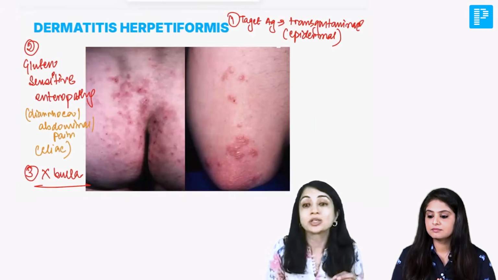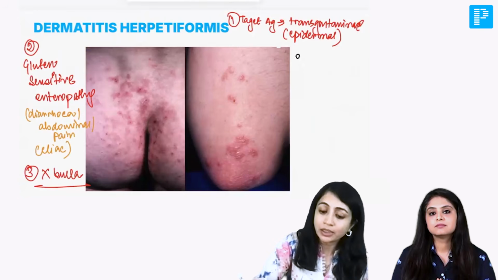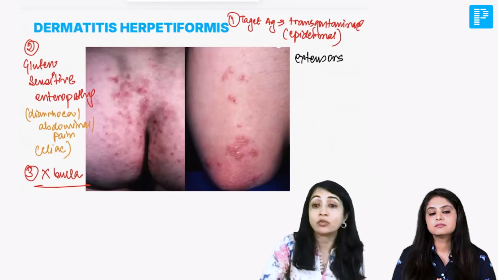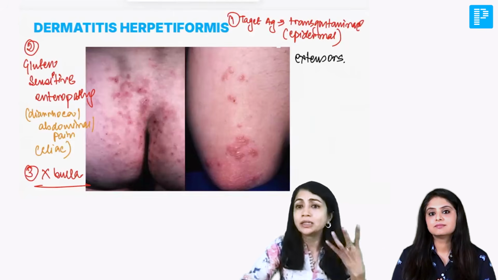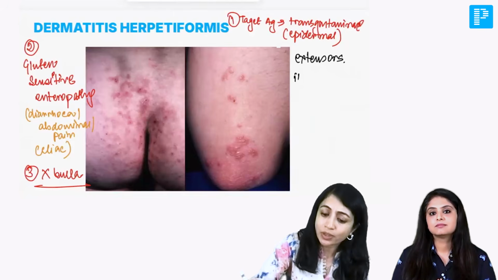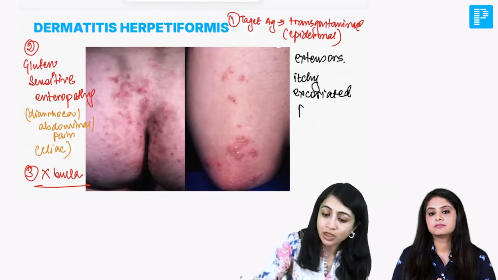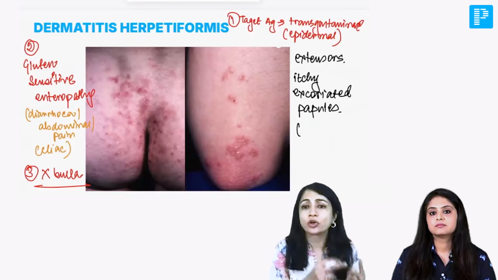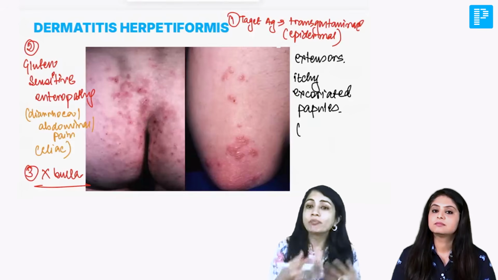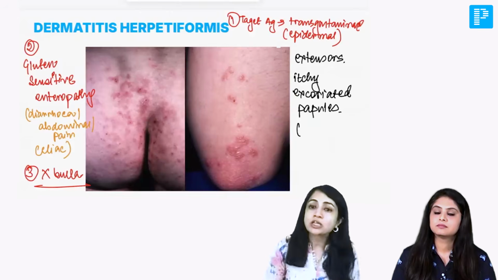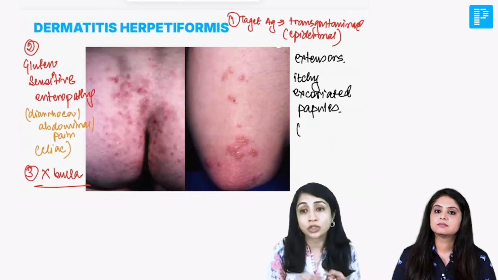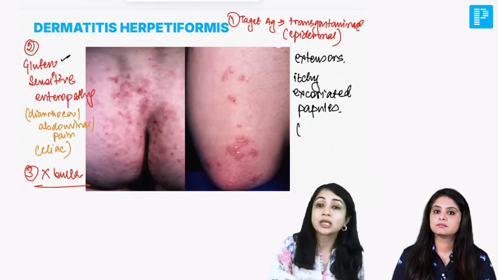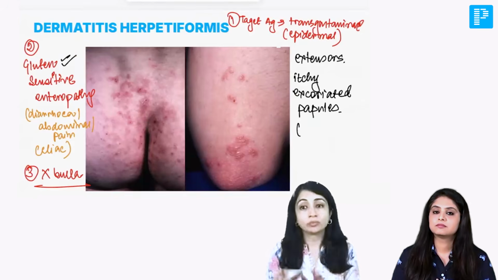So how does a patient present to me with dermatitis herpetiformis? Typically, it is the extensors of the body which are involved: elbows, knees, back. These are the areas involved, and the patient will present just with itchy, excoriated papules on these areas. Itchy excoriated papules which are not improving with treatment. Any patient who would come to you with itchy excoriated papules, you would think of eczema, you would think of drug reactions, you'd keep treating the patient, but the patient will not improve and will keep coming back to you. So when you have these itchy excoriated papules on extensors, take a history of GI symptoms, and think about dermatitis herpetiformis.